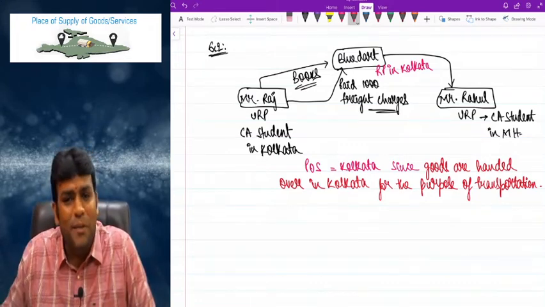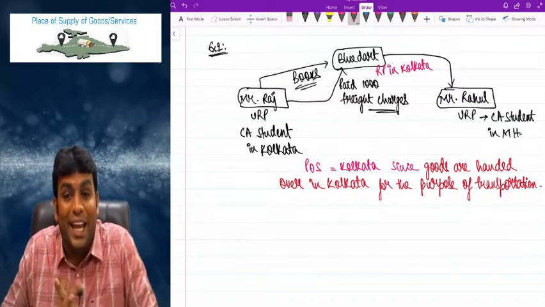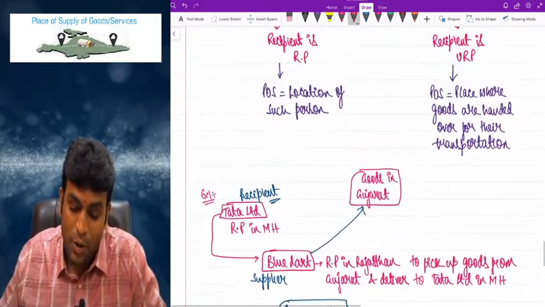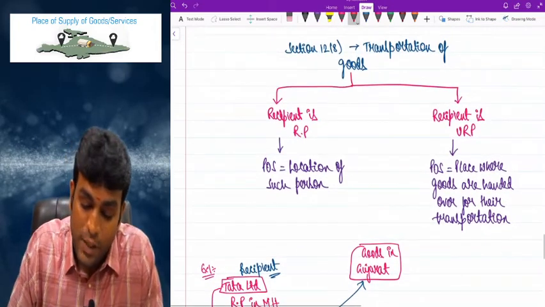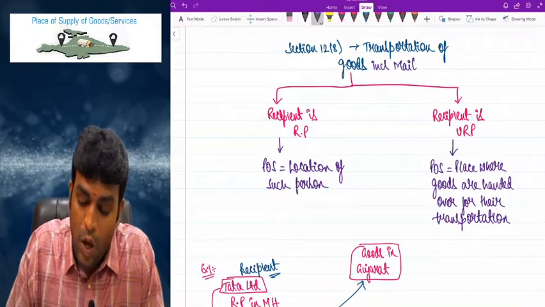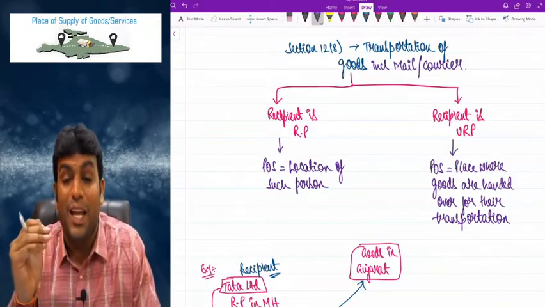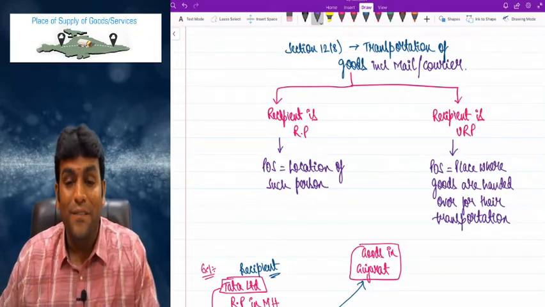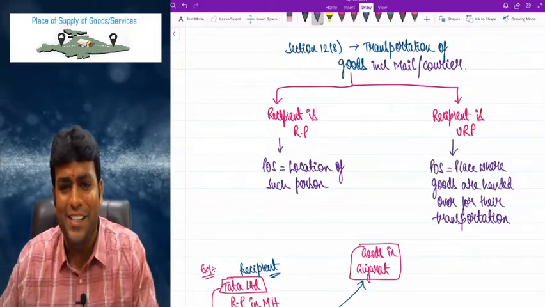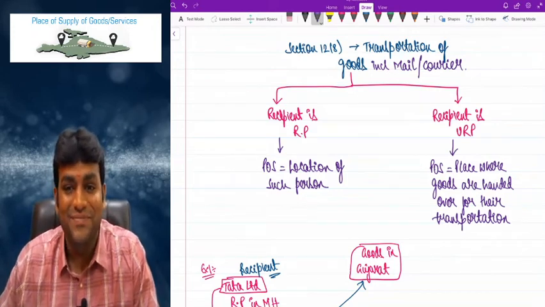Something interesting and important, guys, no doubt about it. Which section is all this, by the way? 12.8. And 12.8 talks about service by way of transportation of goods, including mail or courier. So mail is not email. Mail is something like post. Courier, we know. We have somebody like Blue Dart, DTDC, FedEx. So many are there who are acting as courier agency.